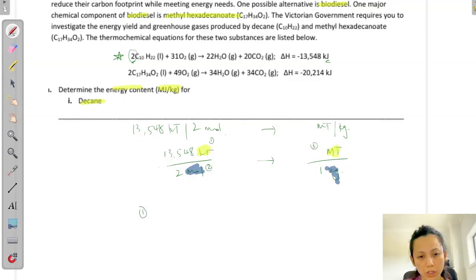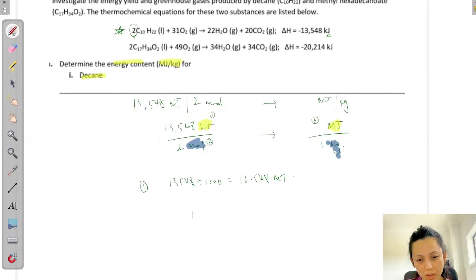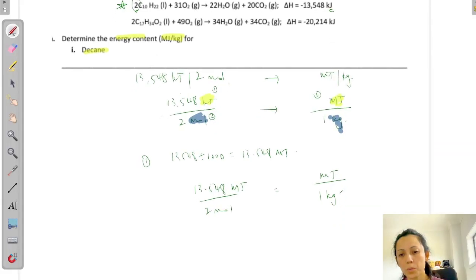Okay, so the first thing I want to do is convert that 13,548 into megajoules. In order to do that, 13,548 divided by 1,000 will give you this many megajoules. So another way of expressing this is 13.548 megajoules divided by 2 moles, and I don't know how many megajoules per 1 kilogram. So that was our first step, converting the kilojoules to megajoules. Sweet. Now the two top units are the same, which is amazing. Let's do the bottom two now.